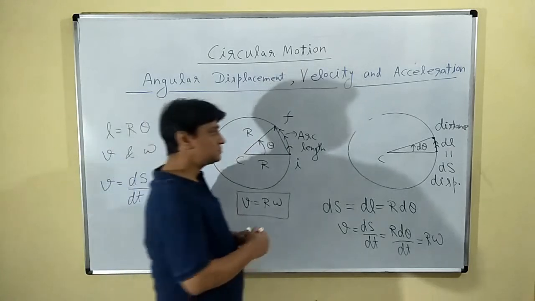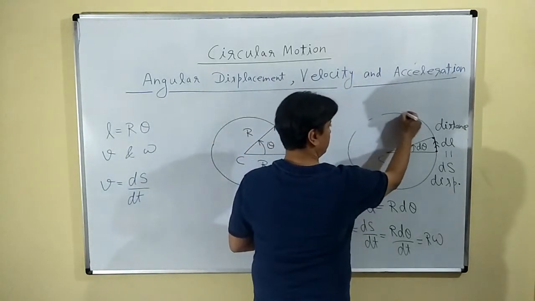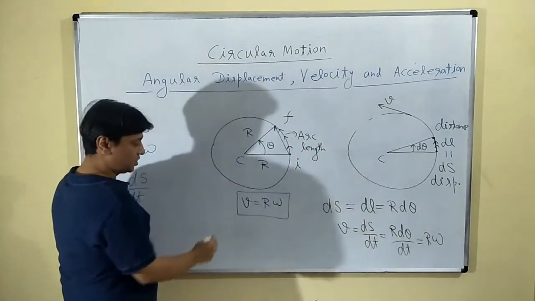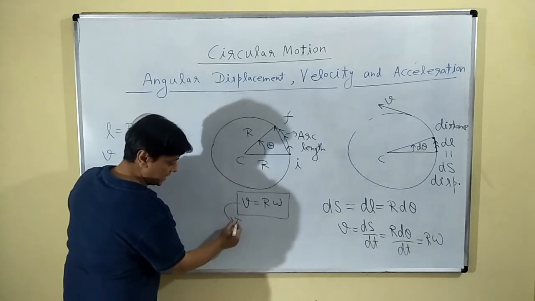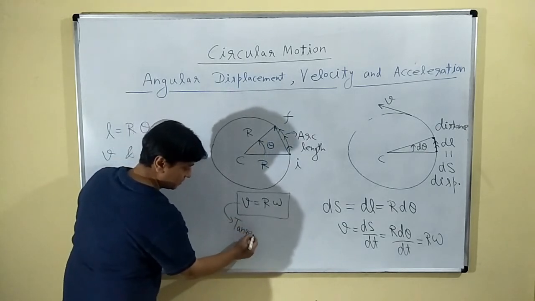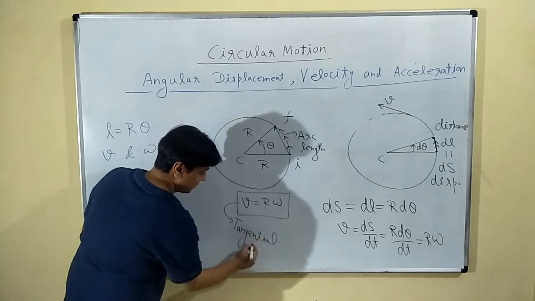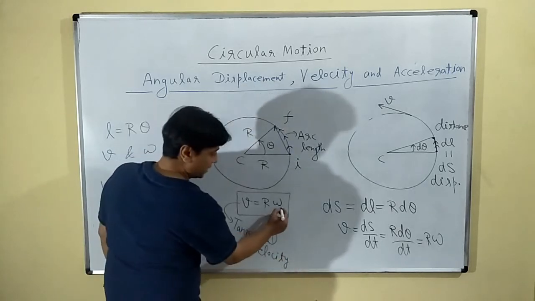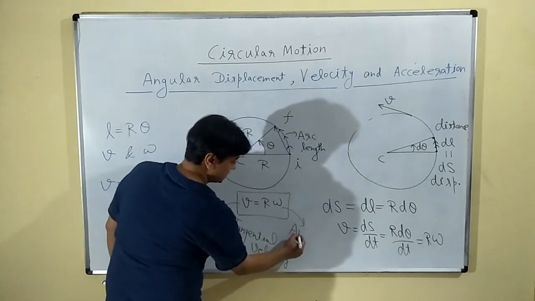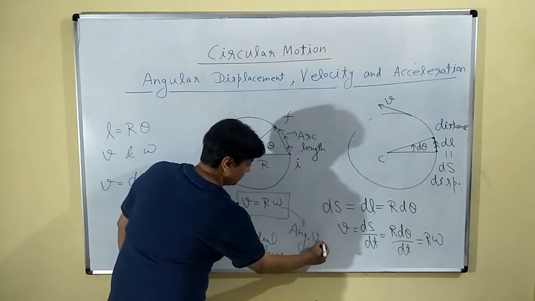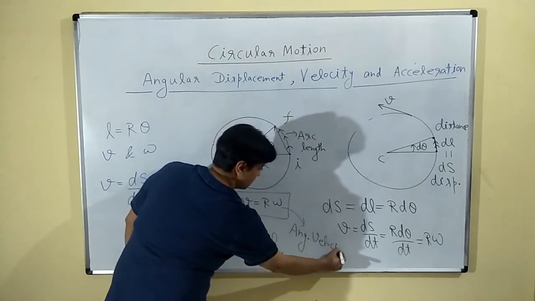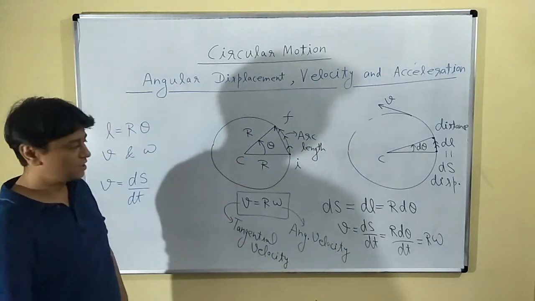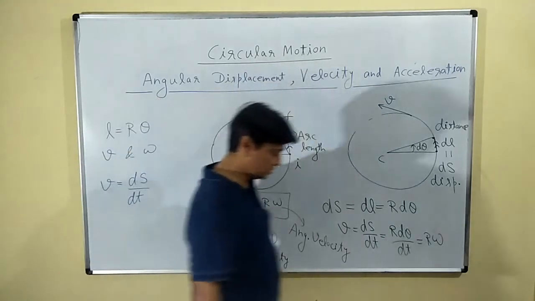What is V? अगर आप यहाँ पर हैं, then V is like this. What is the direction of V? Along the tangent. And therefore this V is tangential velocity. What is omega? This omega is angular velocity. V is tangential velocity, omega is angular velocity, and this is the relation between these two things.